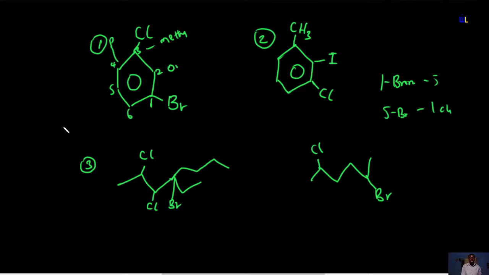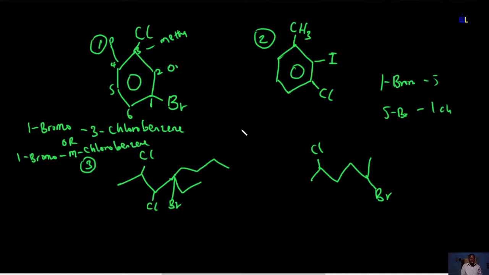So the name of this compound is either going to be 1-bromo-3-chlorobenzene, since in the OMP system number 1 has no different name, or 1-bromo. Now instead of saying 3, we have it on the meta carbon, so it's going to be m-chlorobenzene. So I think Kachi should be correct.